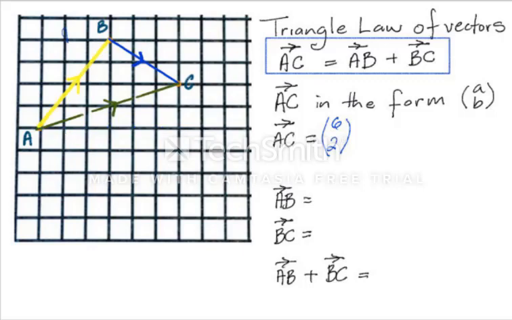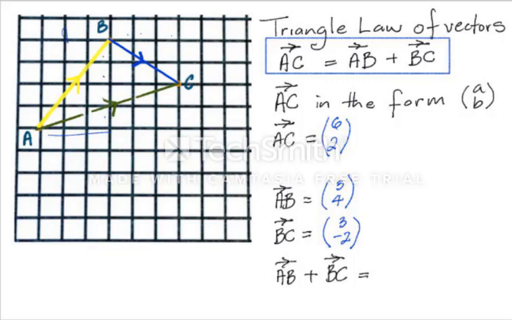All right. Now AB is, by now you should be able to do this on your own. AB is 3, 4, and BC is 3, minus 2. Now, if the triangle law of vectors is correct, when I add these two vectors, I should get AC, which is 6, 2.